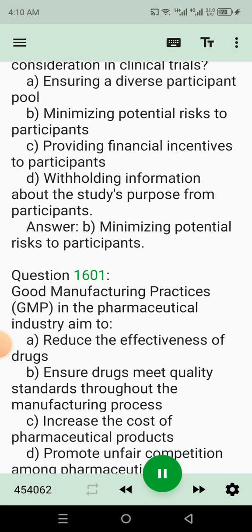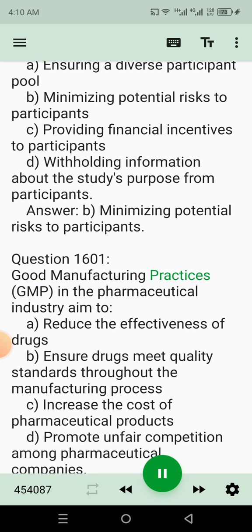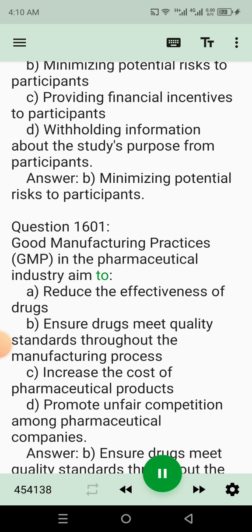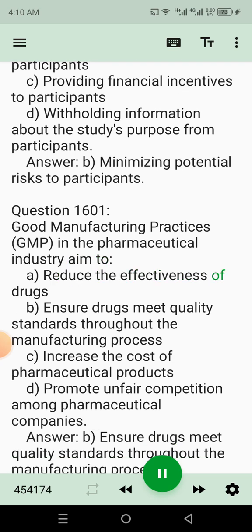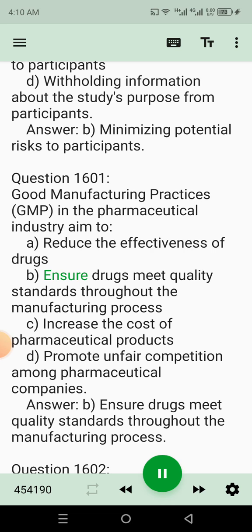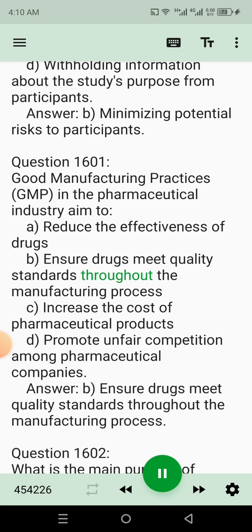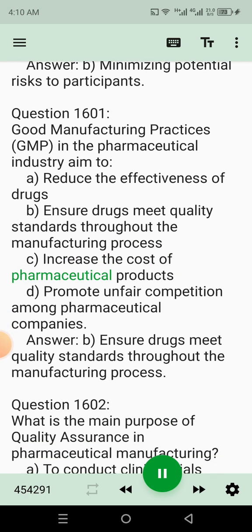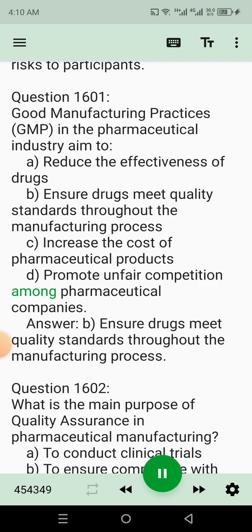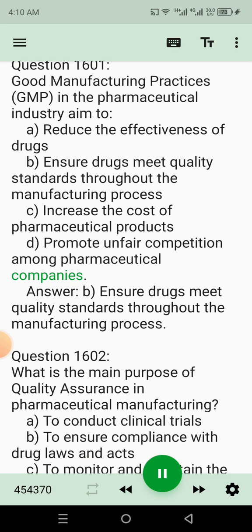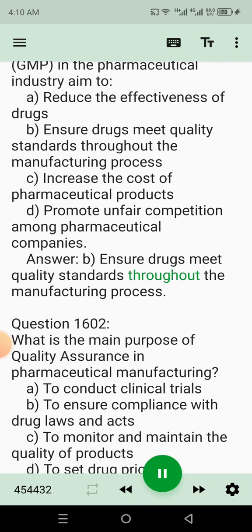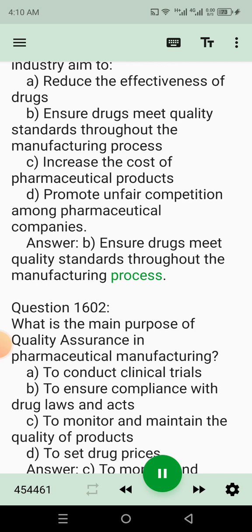Question 1601. Good manufacturing practices (GMP) in the pharmaceutical industry aim to: A. Reduce the effectiveness of drugs. B. Ensure drugs meet quality standards throughout the manufacturing process. C. Increase the cost of pharmaceutical products. D. Promote unfair competition among pharmaceutical companies. Answer: B. Ensure drugs meet quality standards throughout the manufacturing process.